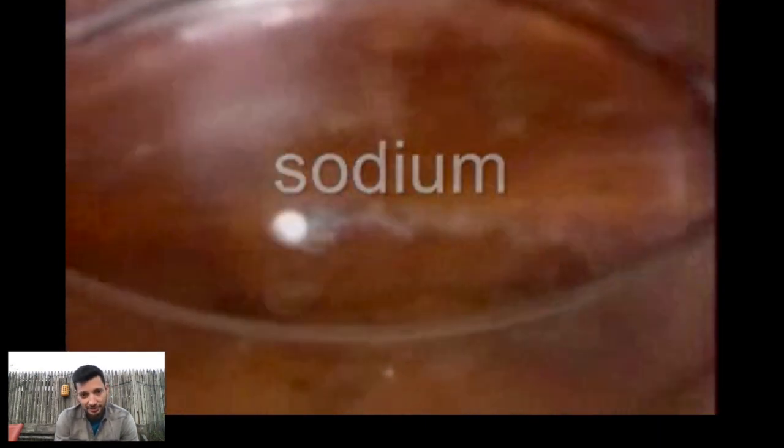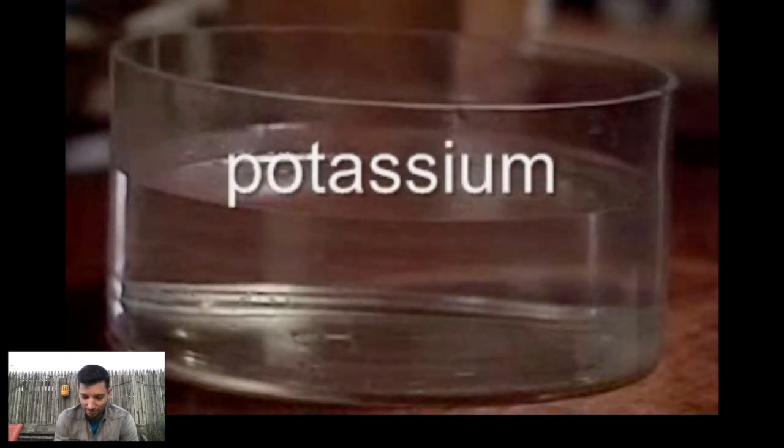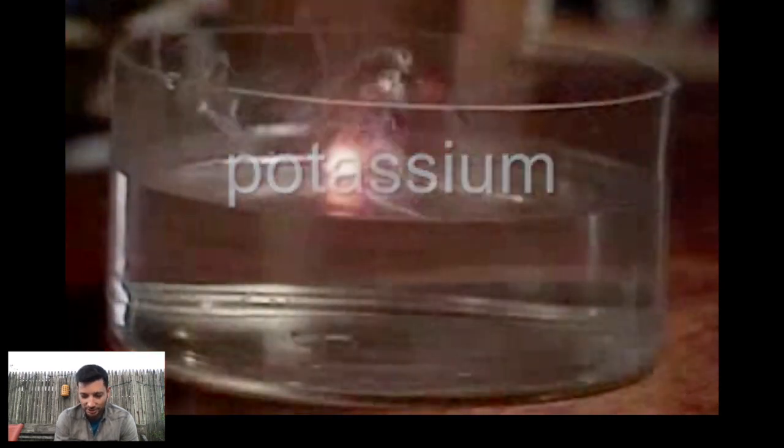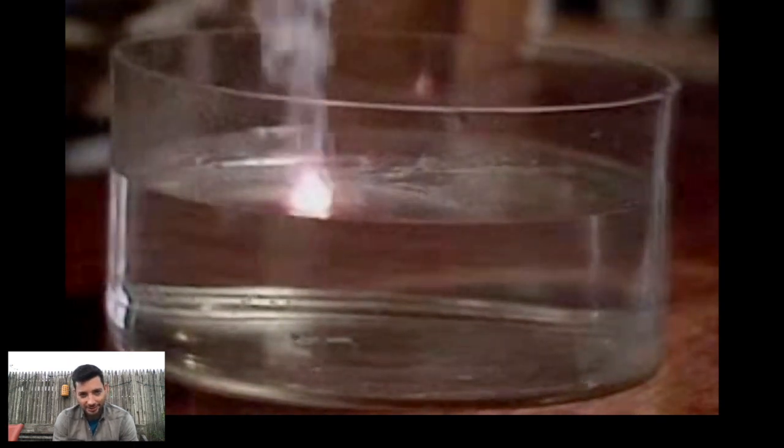Sodium metal reacts even more quickly, giving off the same hydrogen gas. Potassium metal, you'll see, reacts even more violently. This time the reaction is so exothermic it actually ignites the hydrogen gas that's formed, and you can even see a violetish flame due to the potassium ion.